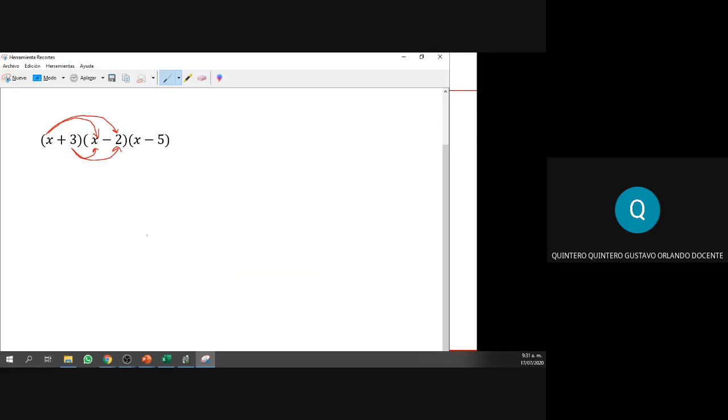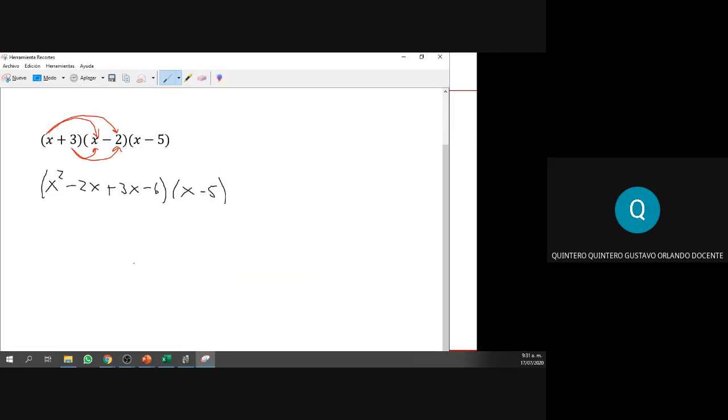You can do that. And after you are done with that, you are going to have something like this, right? You're going to have x squared. Let me do these multiplications real quick. Negative 2x, and then plus 3x, and then minus 6. That is the first multiplication, and then times x minus 5. This is awful, there, in parentheses, right?